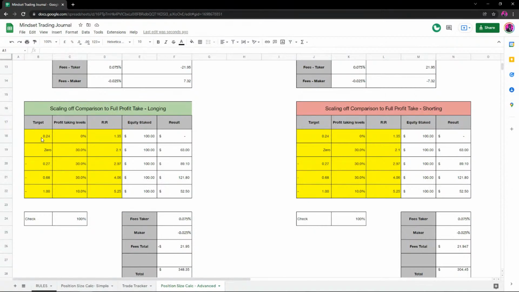So you'd have your target here, 0. These are the different levels on the fibs that you have, and then your profit taking levels. So that would be how much you're taking off. So you'd sell 30% of your position size. And based on that previous example, which I haven't shared, this would be a 2.1. So you need to put that in. Let's say you had $100 staked. You've just sold 30% at that level. That's your result, and so on and so forth.